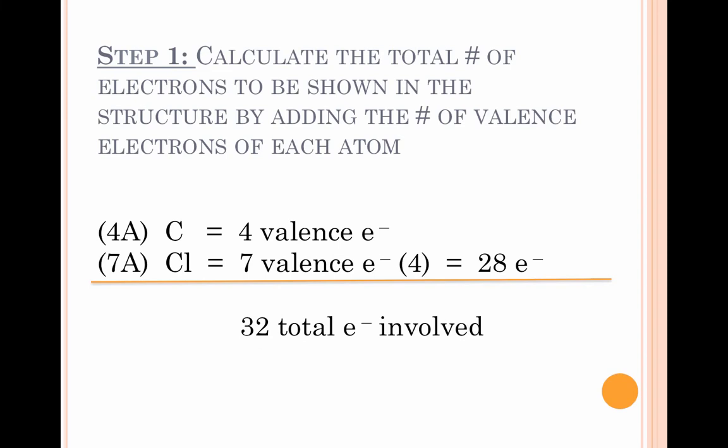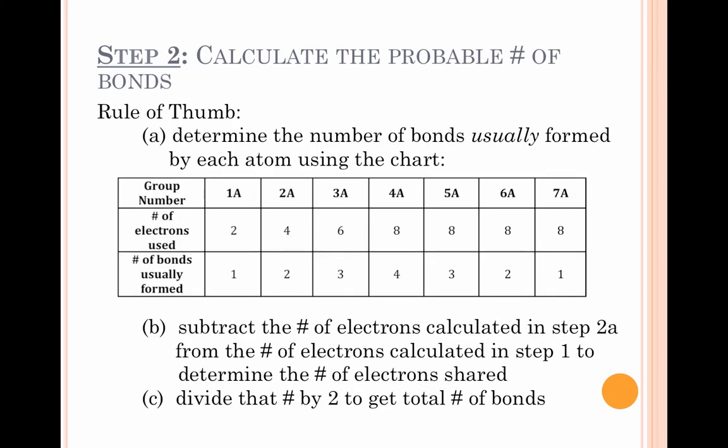What this is showing you is when you draw your structure, either with lines or with dots, you need to be showing 32 electrons. You are not correct until there's 32 electrons being shown.